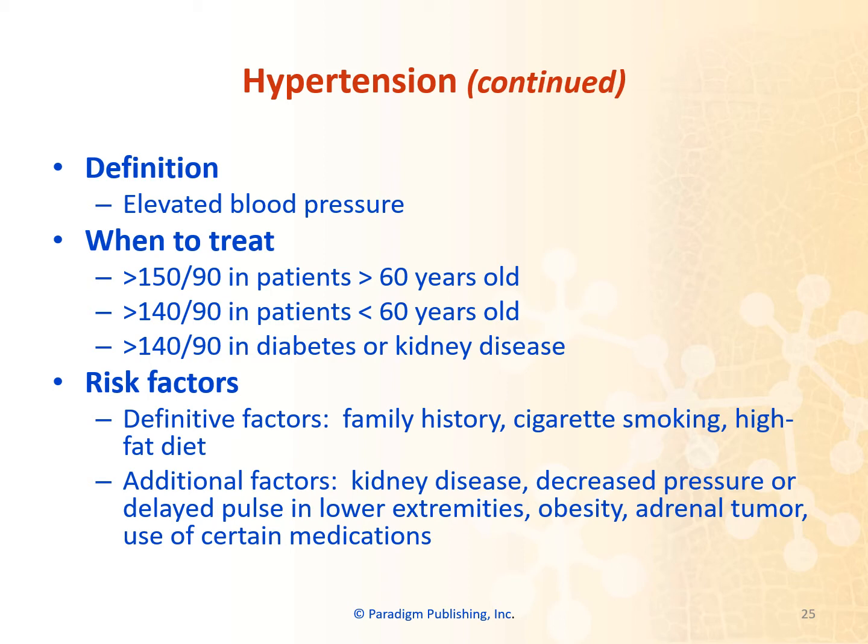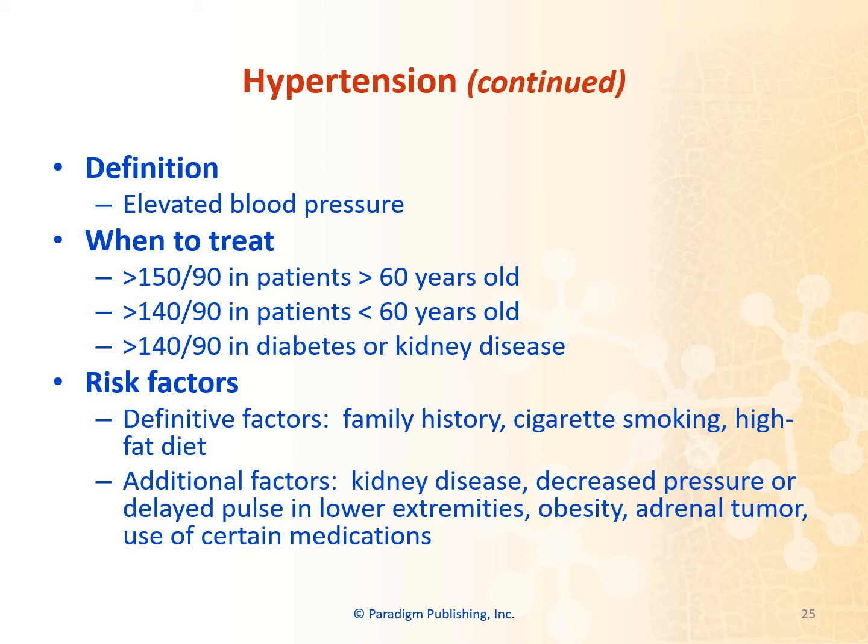The definition of hypertension, as I mentioned before, is elevated blood pressure. Here's a little description of when hypertension should be treated and the age category there. So, when to treat in a patient above 60 years old is 150 over 90. Less than 60 years old would be 140 over 90. And if you have diabetes or kidney disease, it's 140 over 90.